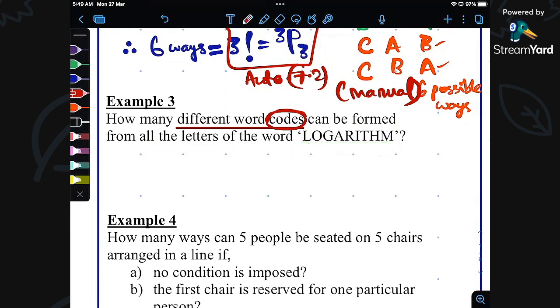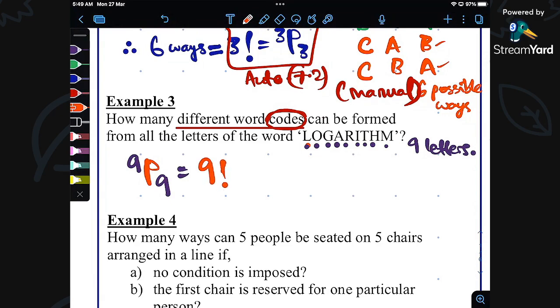So let's count this one by one. What is the total letters? 1, 2, 3, 4, 5, 6, 7, 8, 9. So we have 9 total letters. Alright, so these 9 total letters can be arranged in so many ways. And so it is nPn. In this case, 9P9, which we also call 9 factorial.